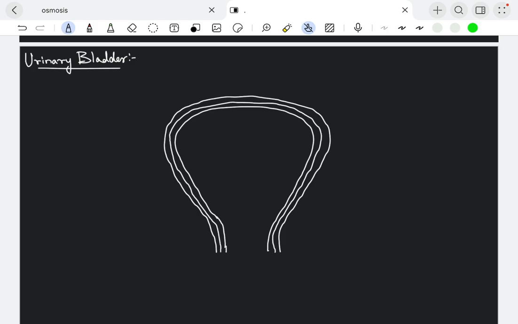Hi, today we will look into the structure of your urinary bladder and its functions.